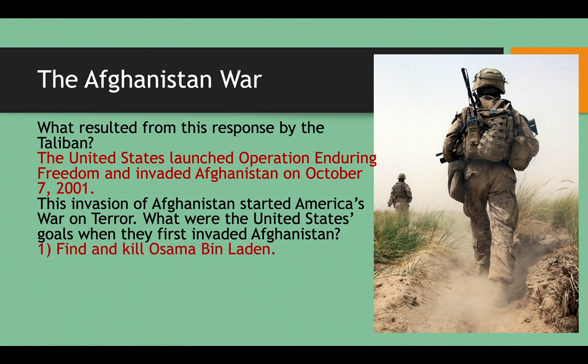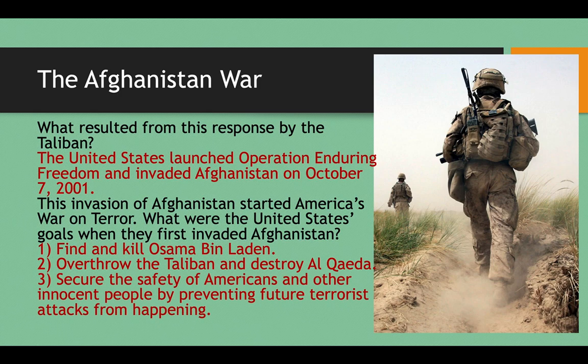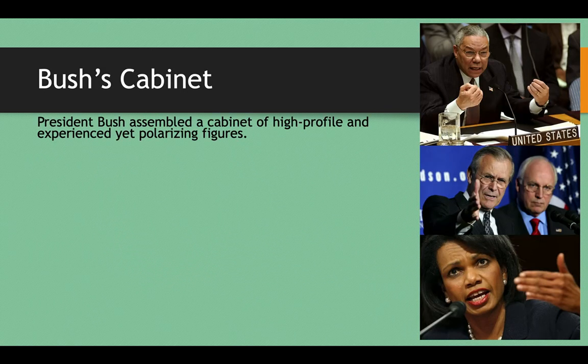Number one was to find and kill Osama bin Laden. Second was to overthrow the Taliban, establish a new, freer government in Afghanistan for the good of the people there and for the security of the world. And we also wanted to destroy al-Qaeda. And then finally, a big goal of fighting the war on terror in the Middle East was to make sure that the fighting didn't come to our shores again. Was to secure the safety of Americans and other innocent people by preventing future terrorist attacks from happening.